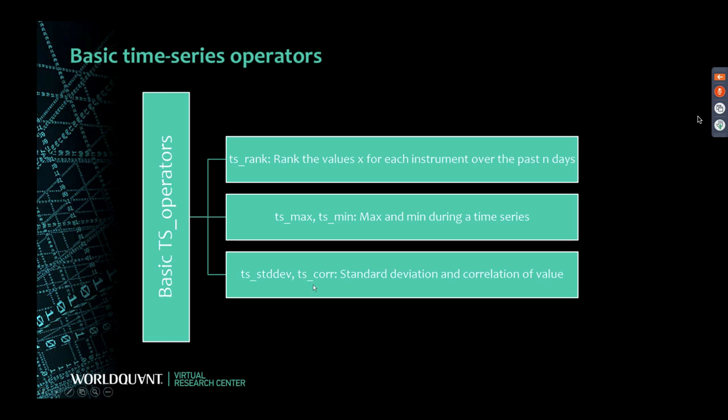And another interesting operator, which we'll have in one of the examples, is TS core. So this is a correlation of 2 values in the time series. Let's say in the example we see later, we'll correlate the price and the trading volume. So you can look at the time series for the same stock of the price and the volume, and see if they're in some way correlated.